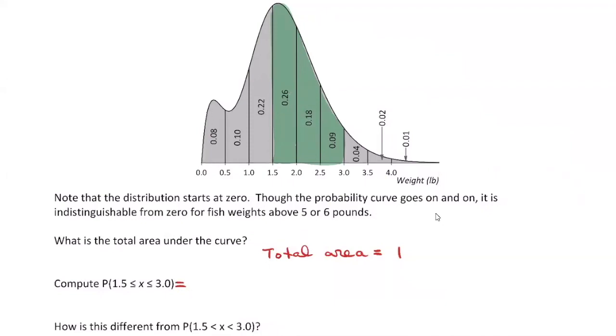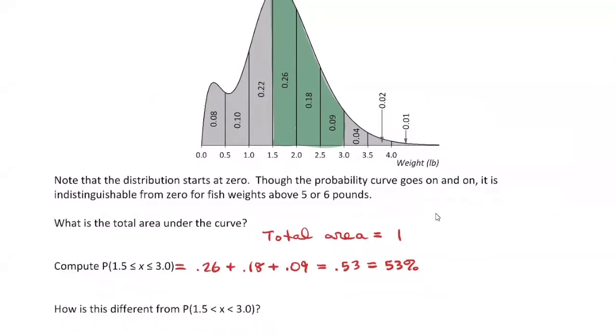I would add those areas up. 0.26 plus 0.18 plus 0.09. Does anybody work that out? Let's see. That's what I got, 0.53. And so 53% of the fish in the lake are in that weight range. So it's a probability of 53%.